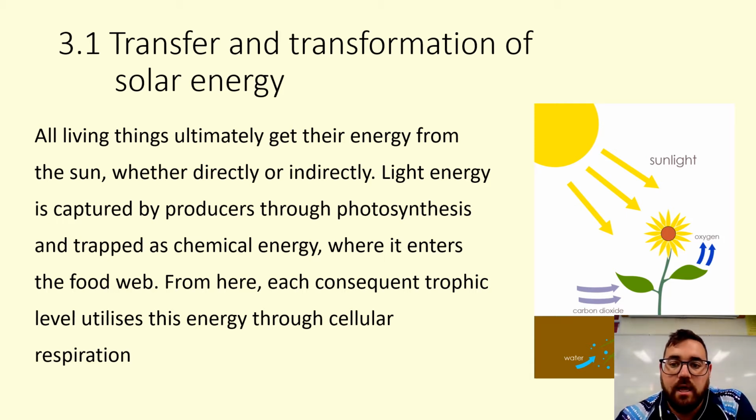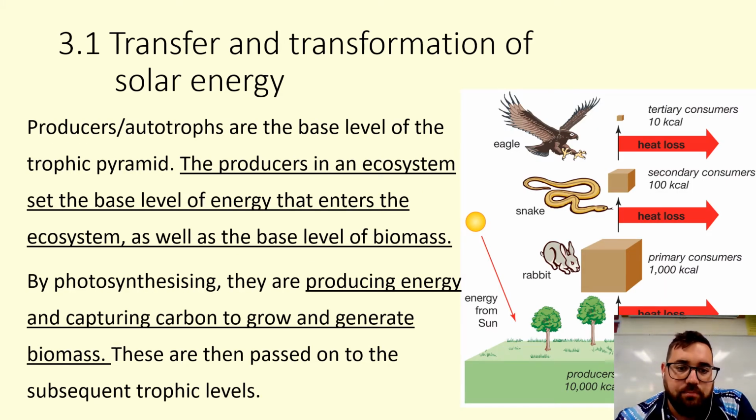Now, these organic sugar molecules are used by the plants themselves. It's their own food that they make, but it's also stored in the plant, and then when something eats a plant, it gets that energy. Okay, so producers, again, this is all revision. Producers are the base level of energy in an ecosystem. They're at the bottom of the trophic pyramid, however you want to arrange it.